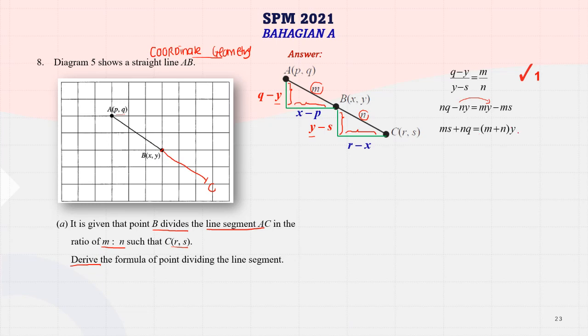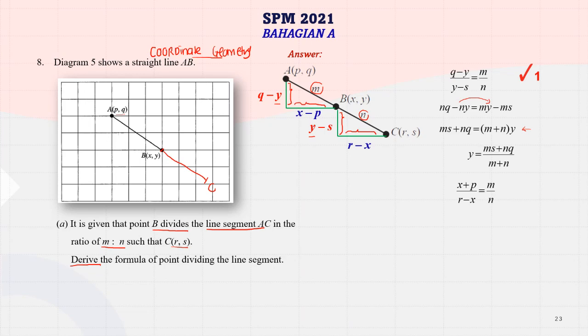Now after we get this, kita jadikan Y sebagai subject. So you akan dapat Y is equals to MS plus NQ over M plus N. Ataupun this one represents the Y coordinate. Okay, kita stop yang kat sini. Kita cuba pula, kita buat yang untuk X pula. Because we have to derive the formula, right? So kita pun buat yang X pula.